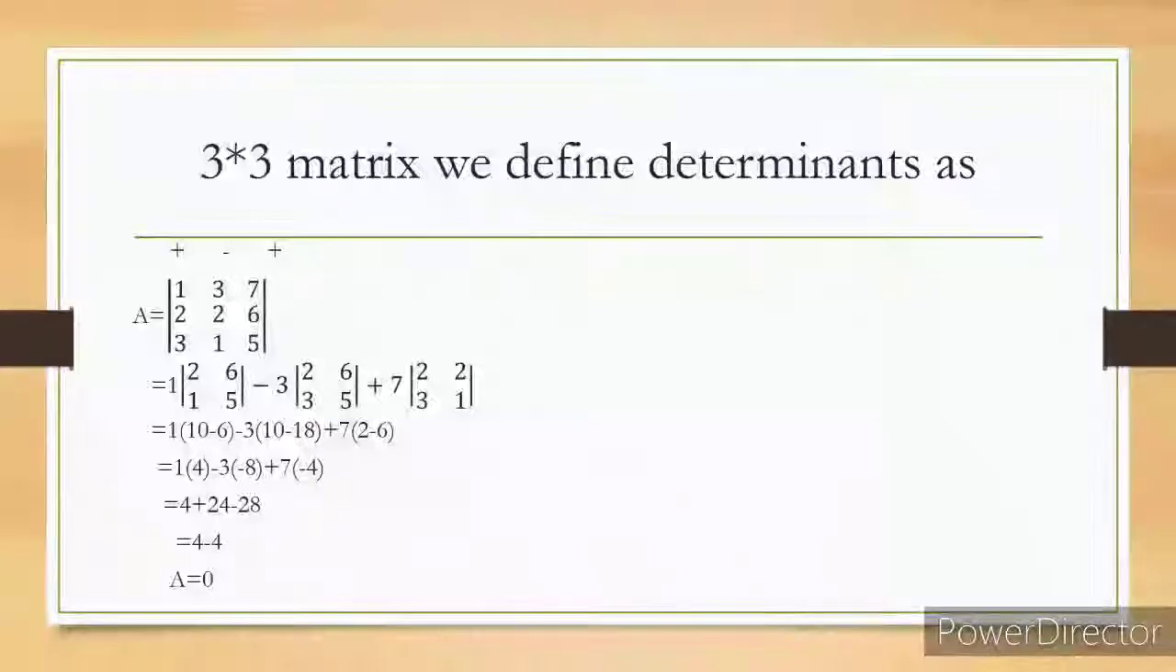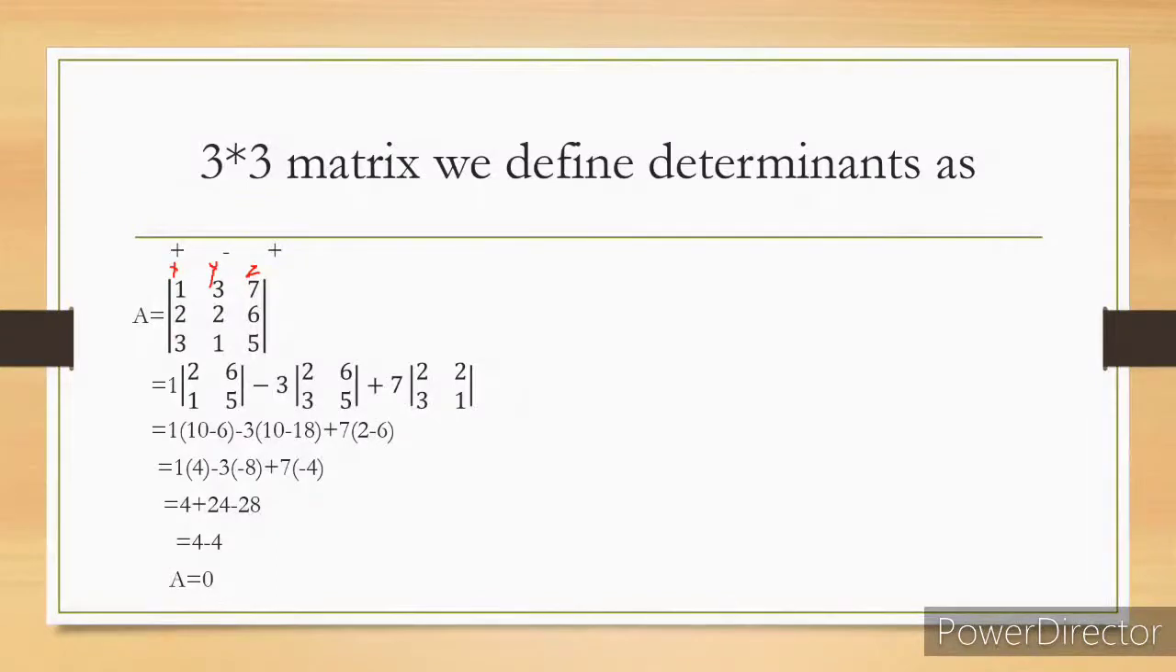Now let's see how to solve a 3 cross 3 matrix. In determinants there is a rule that you have to apply here. If we consider this as x and this as y and this as z, then x will be plus and y will be minus and z will be plus. Plus minus plus, this is the rule for determinants.